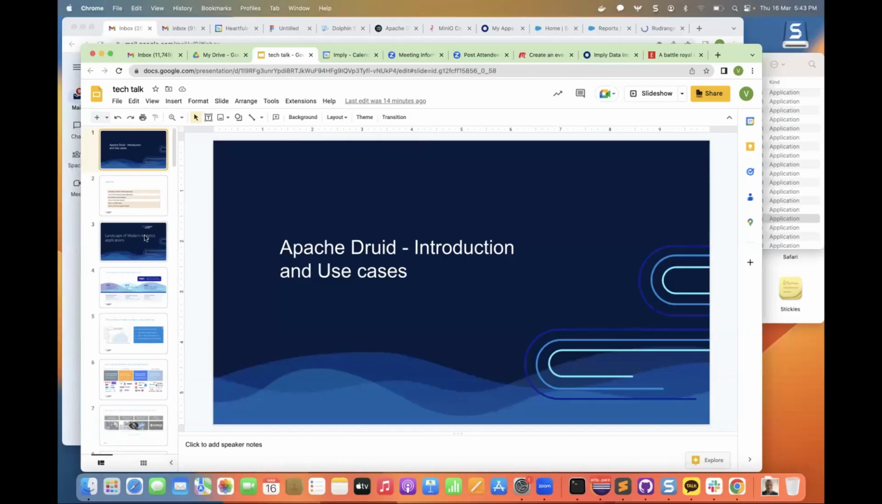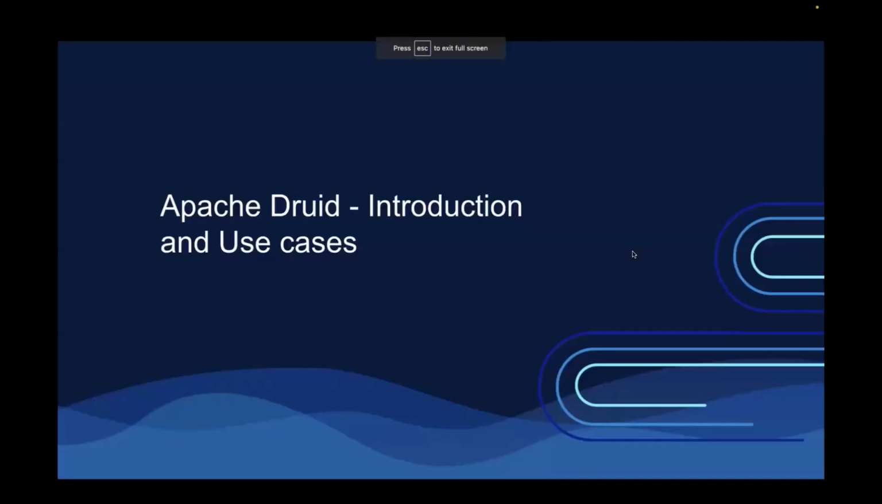Yep. Okay, so I'll talk about Apache Druid and see if I can show a quick demo of how these two come together to orchestrate. Can you see my screen? Okay, I'm assuming everybody can see my screen. Okay, cool. Yes, it's clear.